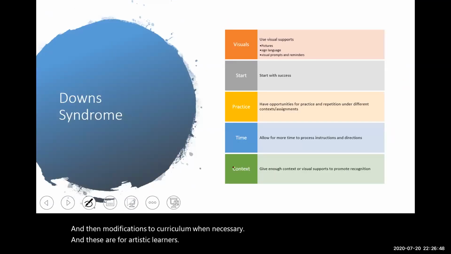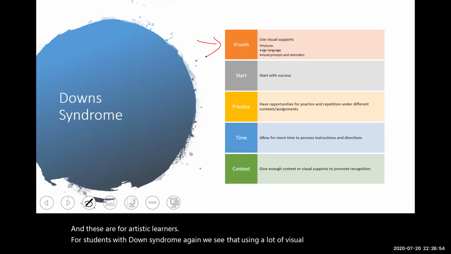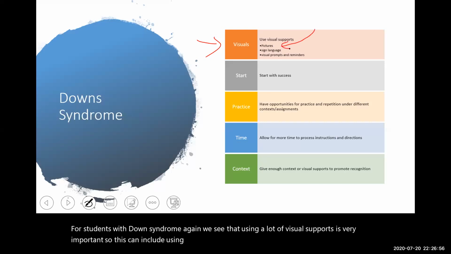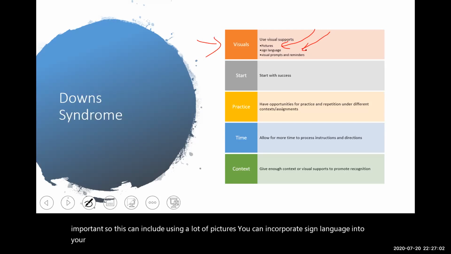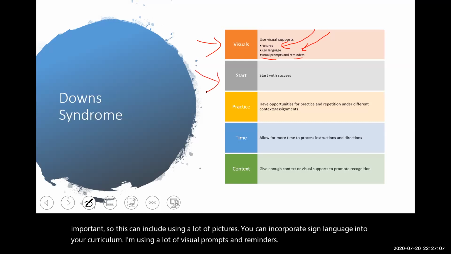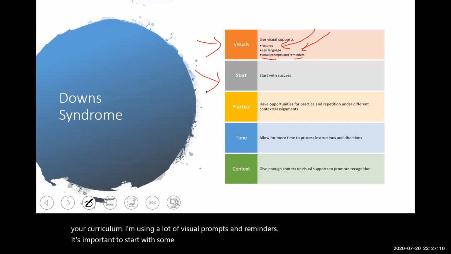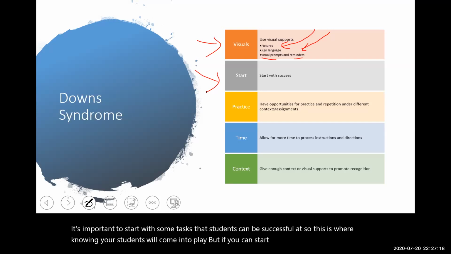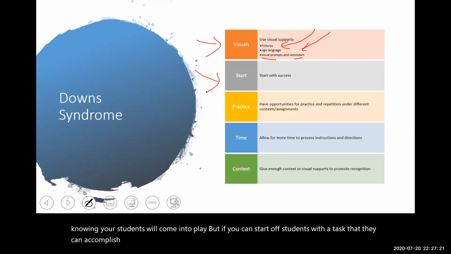For students with Down syndrome, again, we see that using a lot of visual supports is very important. So this can include using a lot of pictures. You can incorporate sign language into your curriculum, using a lot of visual prompts and reminders. It's important to start with some tasks that students can be successful at. So this is where knowing your students will come into play. But if you can start off students with a task that they can accomplish independently, and then you will increase the difficulty of the task from there on out within the lesson.